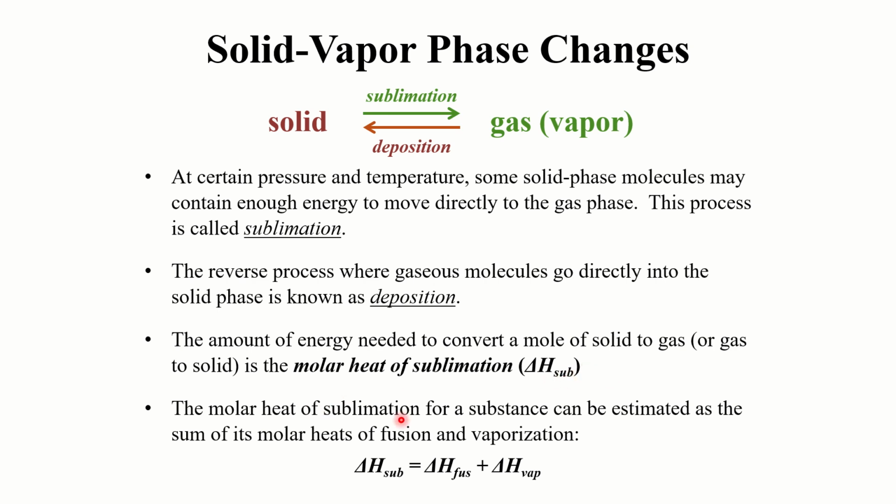We should also note that due to enthalpy being a state function, you should remember what that term means from General Chemistry 1, the molar heat of sublimation for a substance can be estimated as the sum of its molar heats of fusion and vaporization. So if you sum these two terms together, you get your molar heat of sublimation. And again, this is because enthalpy, delta H, is a state function.